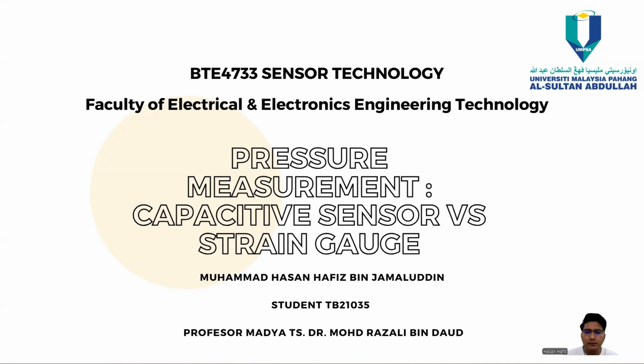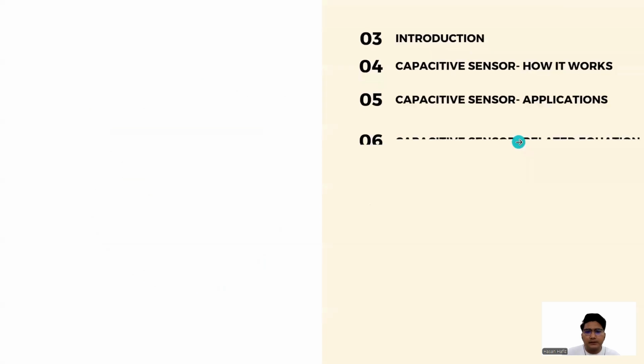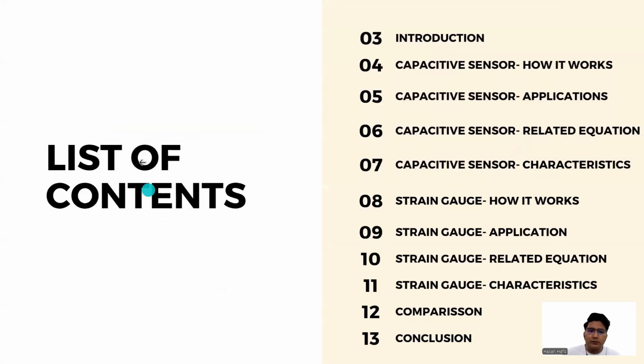Today I would like to present the topic: pressure measurement, capacitive sensor against strain gauge. Before I start, here you can see the list of content about our topic today. We will talk about the introduction, the capacitive sensor and how it works, the application of the capacitive sensor, related equations, and the characteristics of the capacitive sensor. Also about the strain gauge, how it works, its application, related equations, and characteristics, and a comparison of these two sensors.